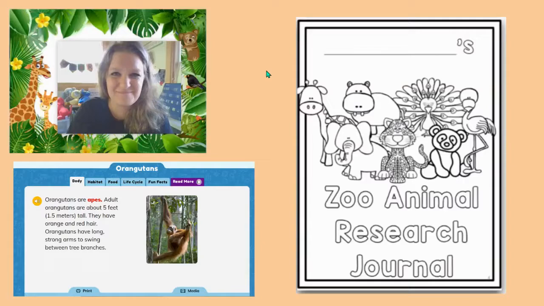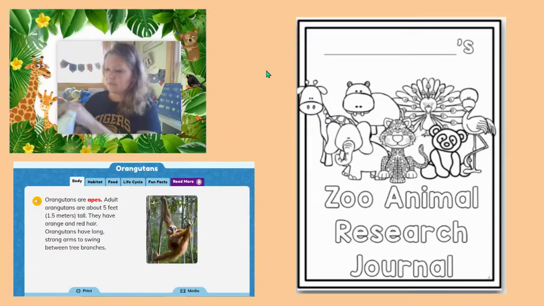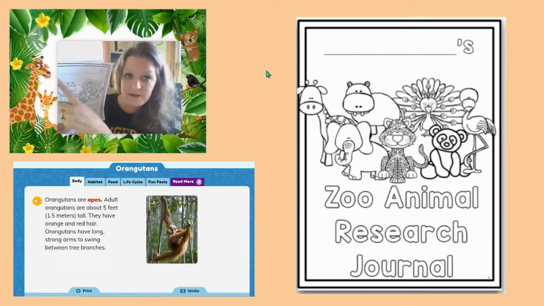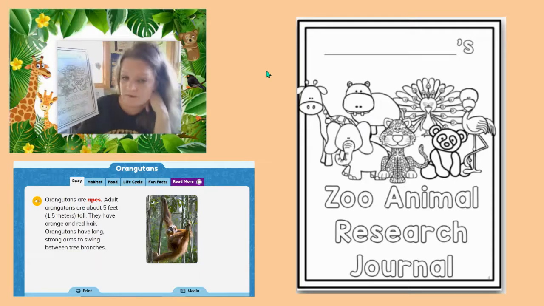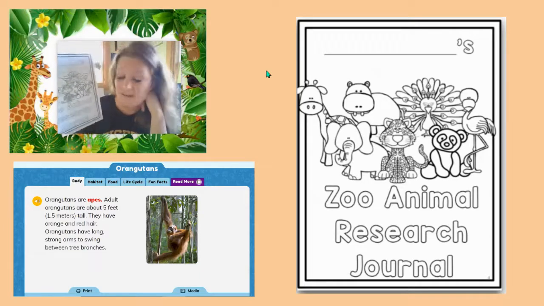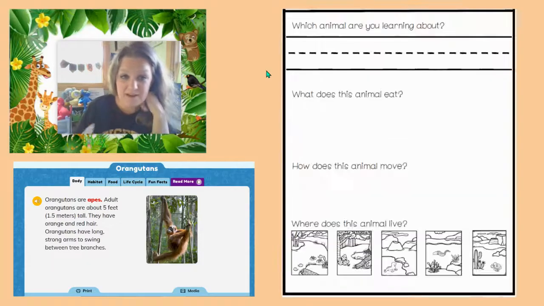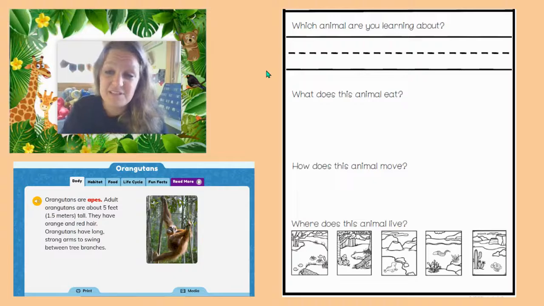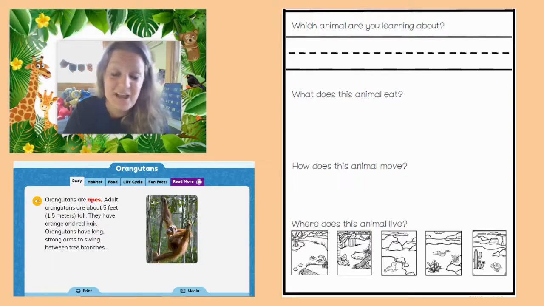All right, kindergartners, now that I have chosen my animal, I now am going to fill out my zoo animal research journal. Okay. So on my journal right here, you can go ahead and write your name at the top where it says Zoo Animal Research Journal. And if you want, you can go ahead and color this. All right, I'm going to show you how to fill this report out. So I'm going to use the animal orangutan, but remember, kindergartners, you can choose any animal you want. In fact, I would encourage you to not choose orangutan and try a different animal.